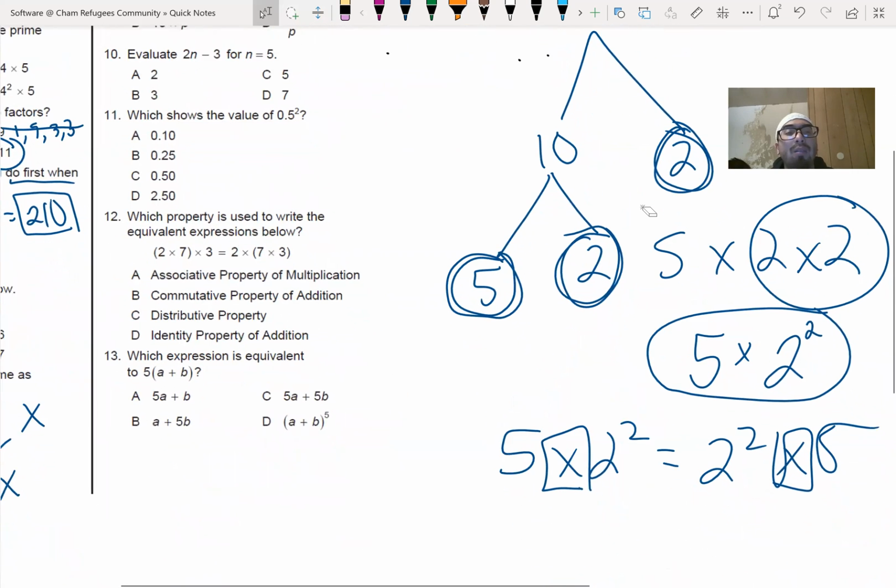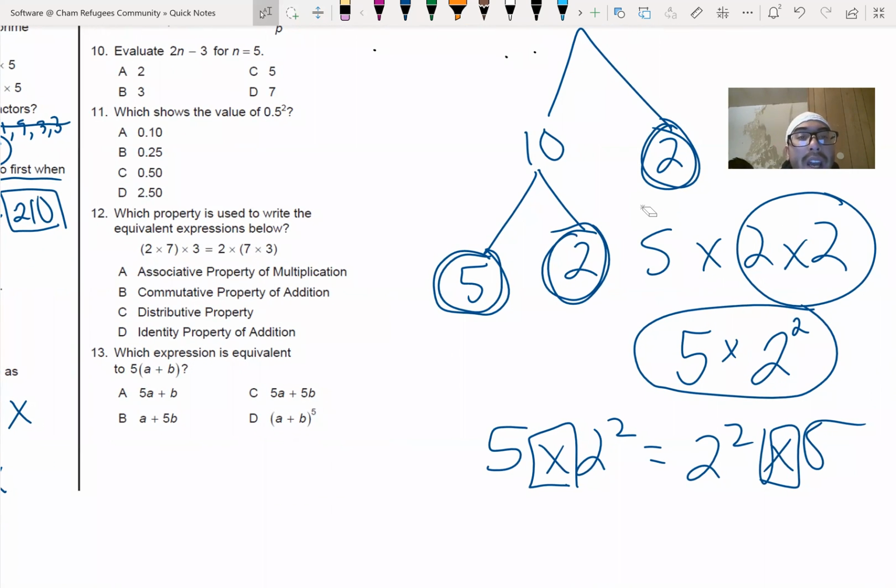Okay, the next one says evaluate 2n minus 3, where n equals 5. So I'll give you a hint. When you're supposed to what? Replace the n with the number 5, but the answer is not going to be 25, right? It says 2n right here. But if I put the 5 right there, it doesn't mean 25. What does it mean? It's your job to find out.